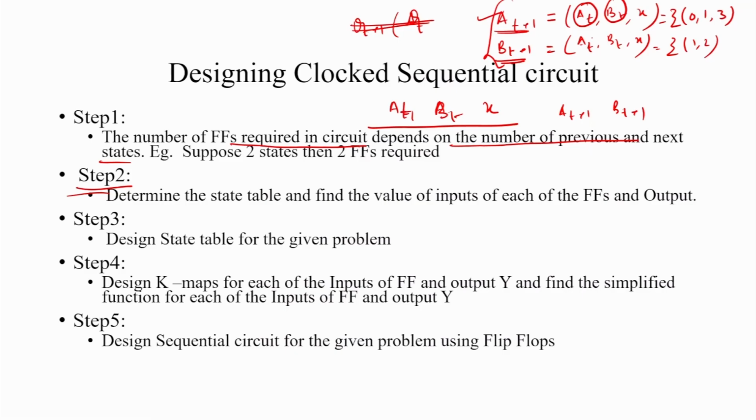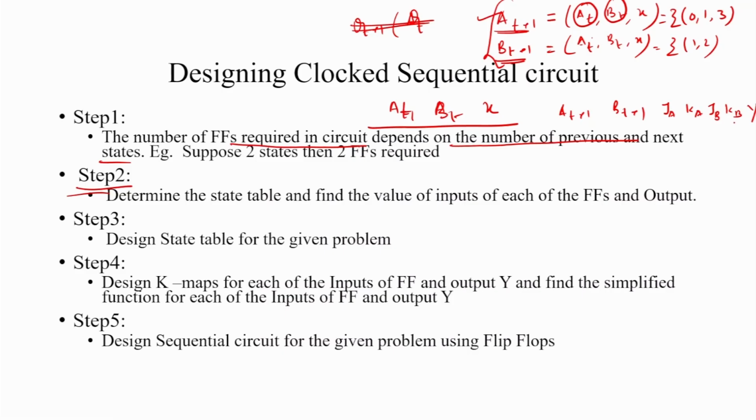Then we determine the input of each particular flip-flop. Suppose we want to design a circuit using a JK flip-flop, then the inputs JA and KA depend on the previous state A(t) and A(t+1). Similarly, for the second flip-flop, the inputs are JB and KB, determined based on the excitation table of the JK flip-flop. We also determine the final output Y, because in a sequential circuit there are 2 types of output, one is the next state and another is the output generated.